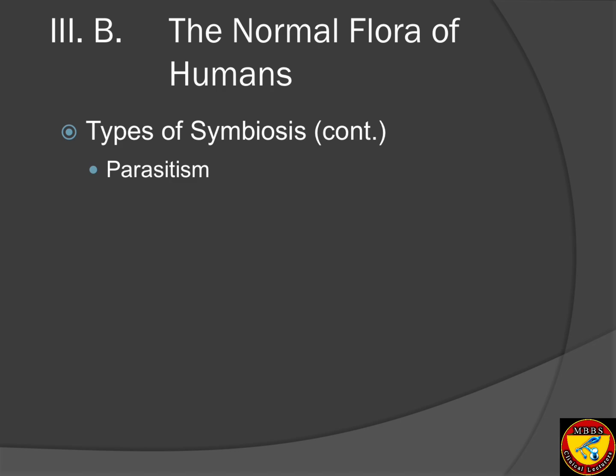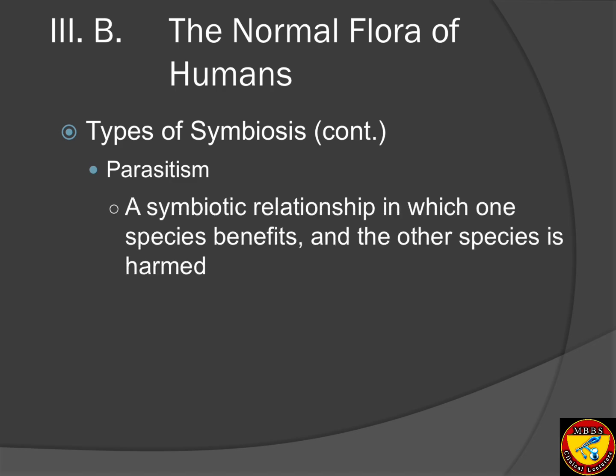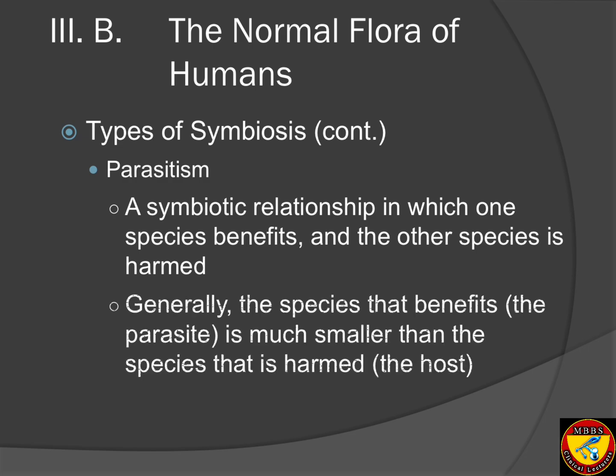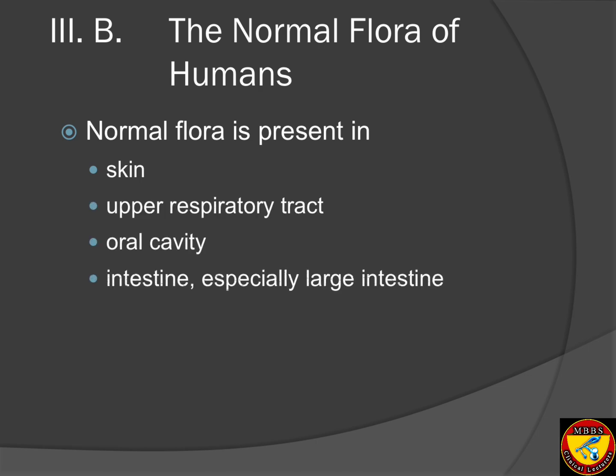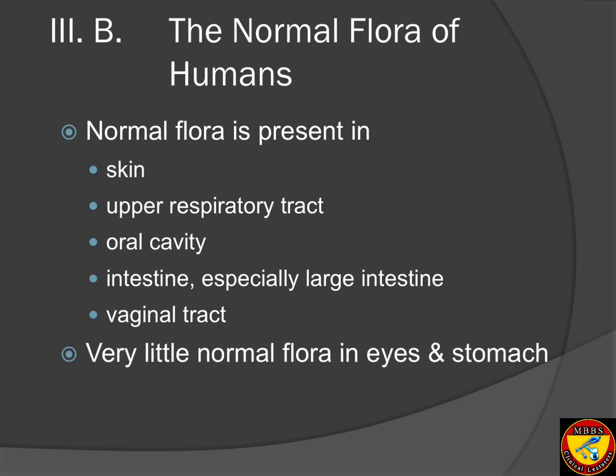And there can be parasitism as well, in which one species is getting the benefit but the other species is getting harmed. That's why it's called parasitism. And generally the species that benefits, the parasite, is much smaller than the species that is harmed, that is the host. So these are usually the rules of normal flora. Normal flora is usually found on skin, upper respiratory tract, oral cavity, our intestine, especially our large intestine, and vaginal tract. These are already colonized with certain bacteria which live normally. So they are called the normal flora.